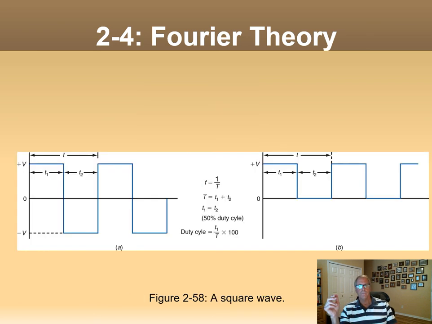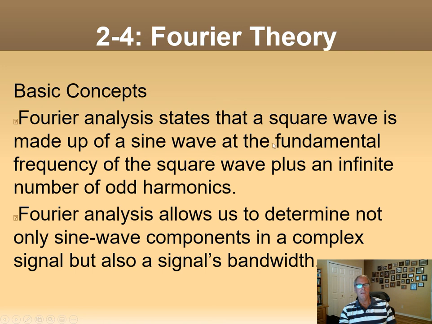So here is a square wave, 50-50 duty cycle, and a square wave is made up of a sine wave at the fundamental frequency of the square wave, plus an infinite number of odd harmonics.